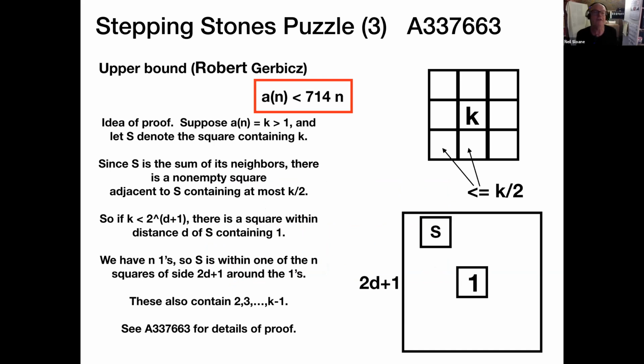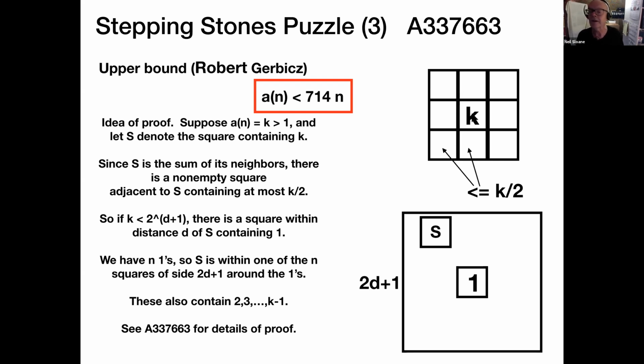What about an upper bound? Well, this also is pretty clever, pretty nice. Robert Gabish proved, first of all, an upper bound of n log n, and then by some clever trickery, he improved it to a linear bound of 714 times n. But let me show you how his argument goes. You say, suppose we have a really big number. Suppose we've been very clever, and for all we know at this point, maybe you could get as big a number as you want, starting off with 2 stones.